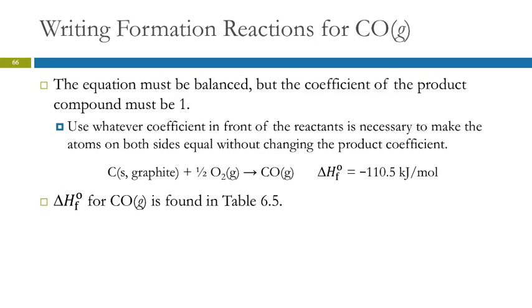So we need to balance the equation, but we need to keep the coefficient on our product as 1. So we may need to use some fractions. So we have 1 carbon over here, we need 1 carbon here, that one's fine. We need 1 oxygen over here, but this is O2. So we need half of that. So 1/2 of this. So now we have a balanced equation. The heat of formation, we look it up in the table, minus 110.5 kilojoules per mole. So that's a formation reaction for carbon monoxide.